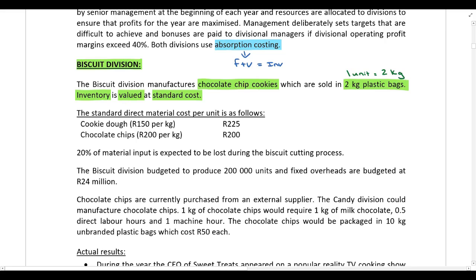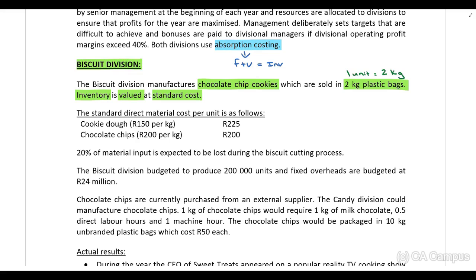Guys, in terms of IAS 2, companies can either value inventory at actual cost or standard cost. If they choose to use actual cost, they'll either use the weighted average method to value their inventory or the first in, first out method, often referred to as the FIFO method. So that's if they value their inventory at actual cost. They'll either use the FIFO method or the weighted average method.